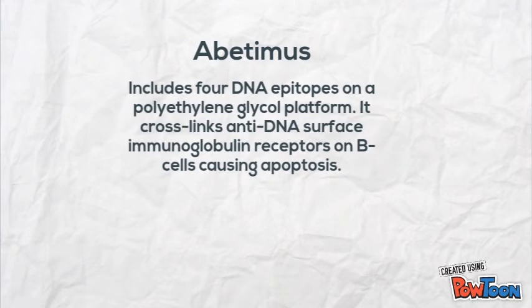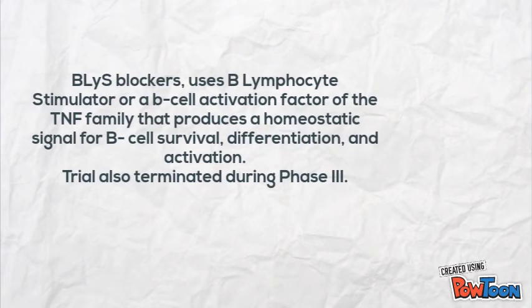Another treatment was abetimus, which has 4 anti-double-stranded DNA antibody, also known as anti-dsDNA, epitopes on a polyethylene glycol platform. A chronic treatment mentioned in the article is belimumab or BLyS blockers, which is a human monoclonal antibody that stops B-cell activation factors. They have B lymphocyte stimulator, or BLyS.